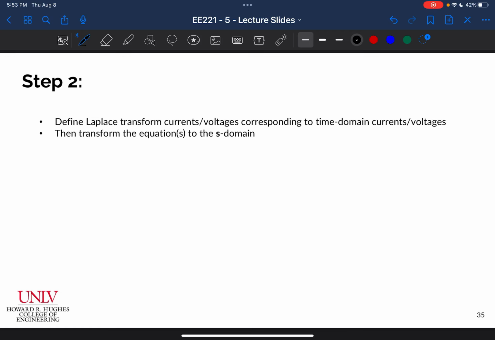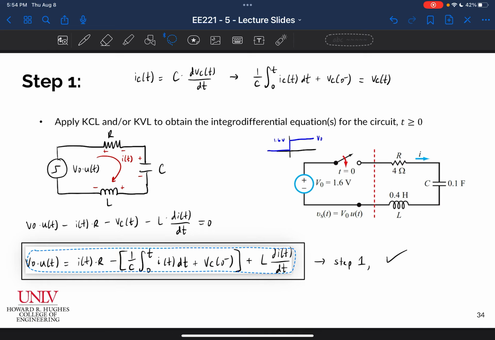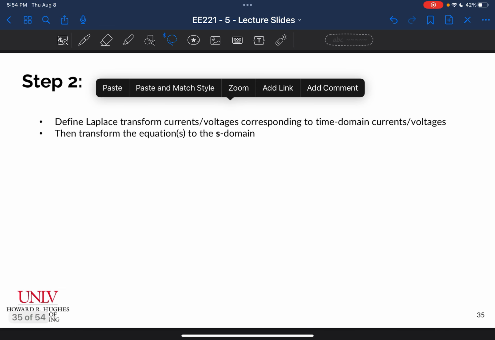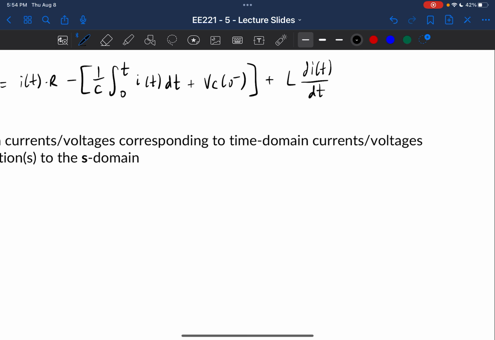All right, so we're ready for step 2, but let's go grab our expression from step 1 because we're going to need it. So let's just copy and paste that over. And so basically what we need to do in step 2 is define Laplace transform currents or voltages corresponding to the time domain currents and voltages. So in this case, all that we care about, like I said, is I of t.